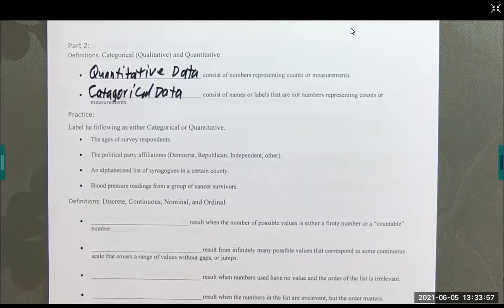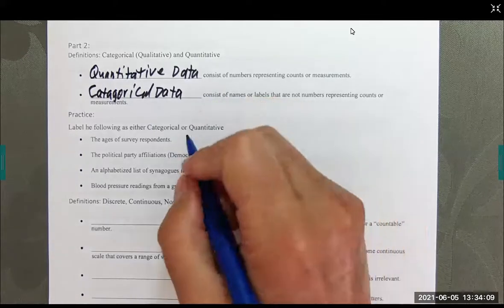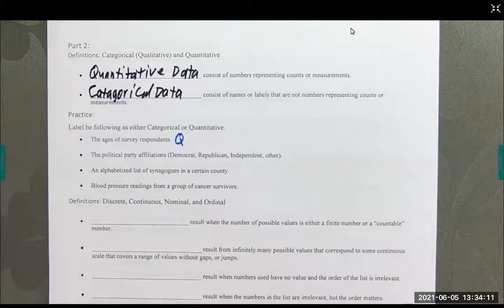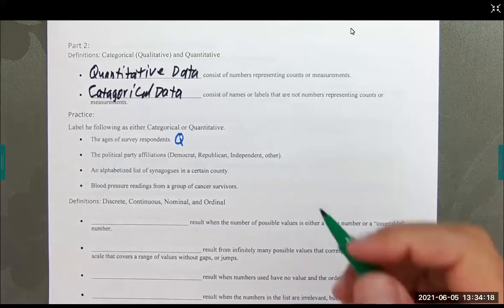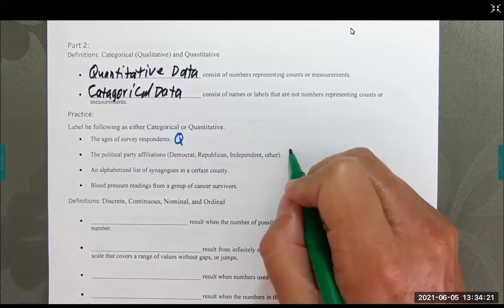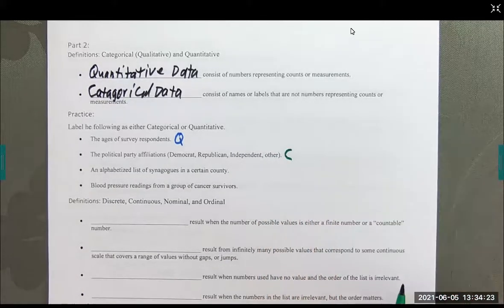Practice a little bit. So we're going to label this either as categorical or quantitative. The ages of survey respondents. Well, that's definitely having to do with numbers. So that is definitely going to be quantitative. The political party affiliations, so Democrat, Republican, and so on. That is definitely categorical. You can't really put a number on that. Now, we could artificially do that and put them in alphabetical order or something like that and then count them, but that's artificial.